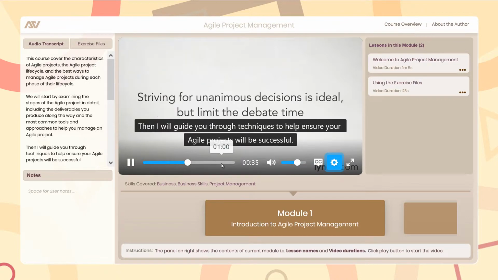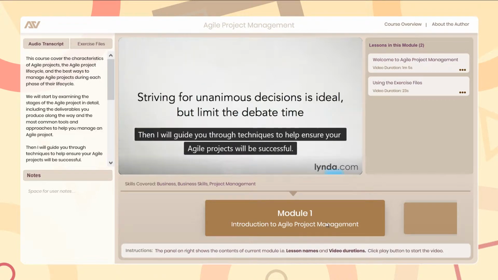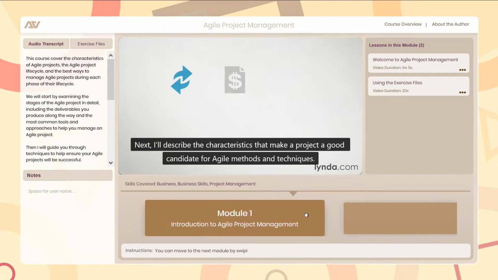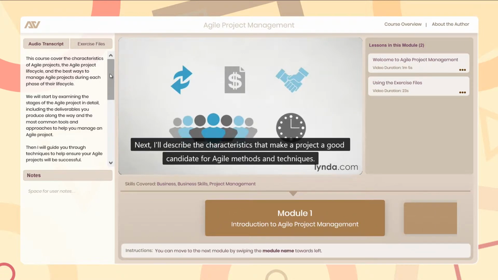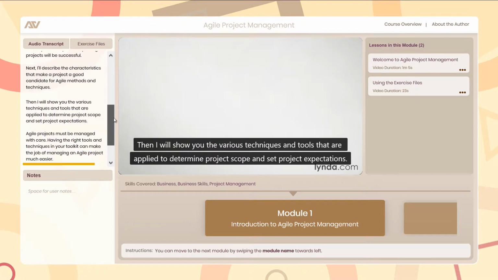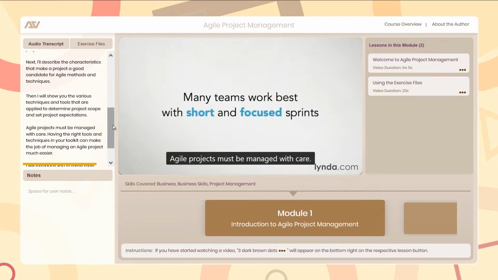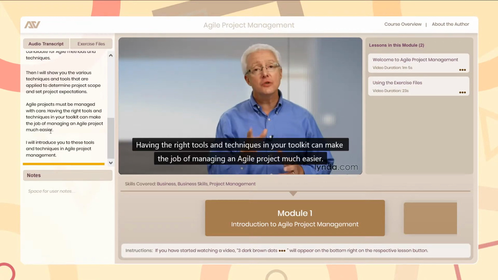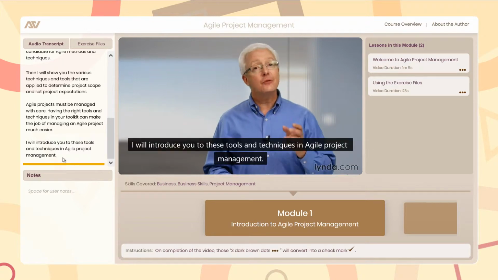Then I will guide you through techniques to help ensure your Agile projects will be successful. Next, I'll describe the characteristics that make a project a good candidate for Agile methods and techniques. Then I will show you the various techniques and tools that are applied to determine project scope and set project expectations. Agile projects must be managed with care. Having the right tools and techniques in your toolkit can make the job of managing an Agile project much easier. I will introduce you to these tools and techniques in Agile Project Management.